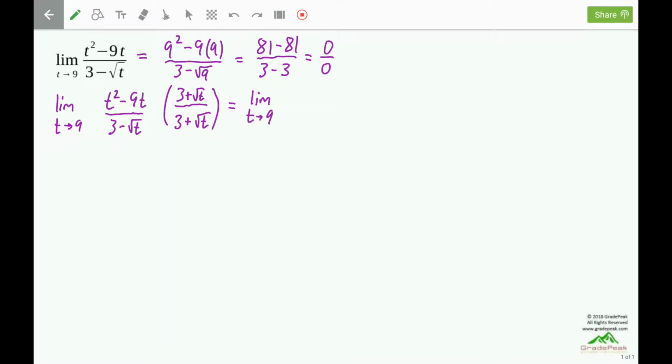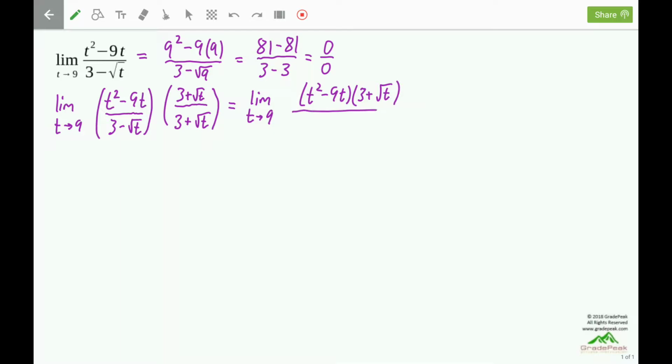Now you only want to FOIL out the root conjugate pair. That's happening in the denominator. We're not going to want to FOIL out the non-root conjugate pair in the numerator. So the numerator is going to stay as t squared minus 9t times 3 plus root t.